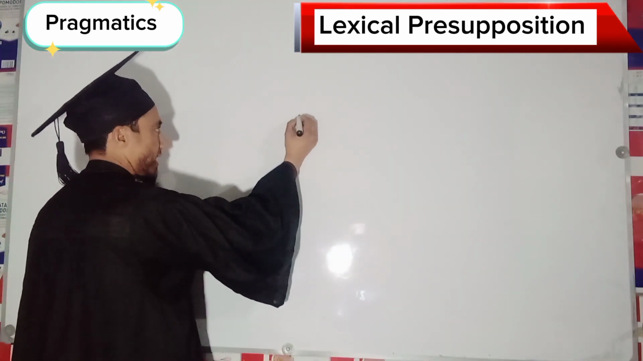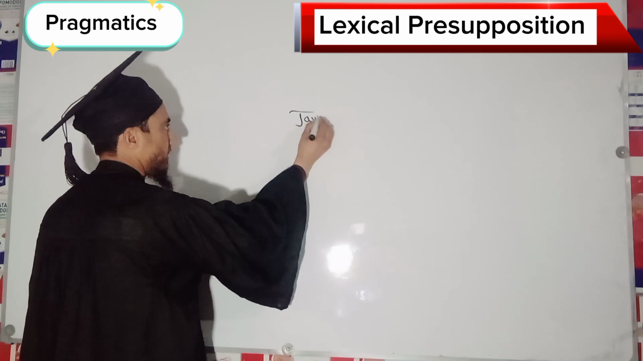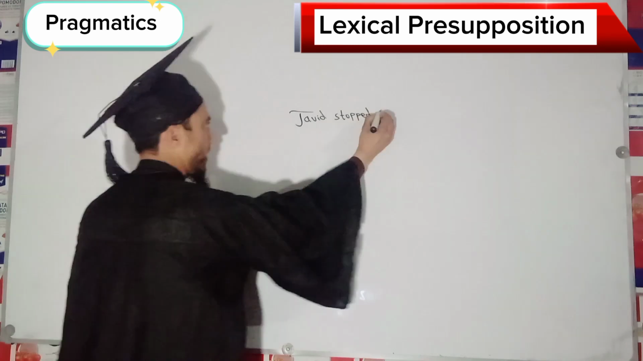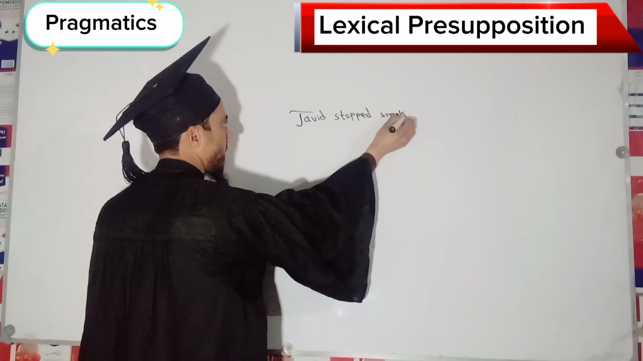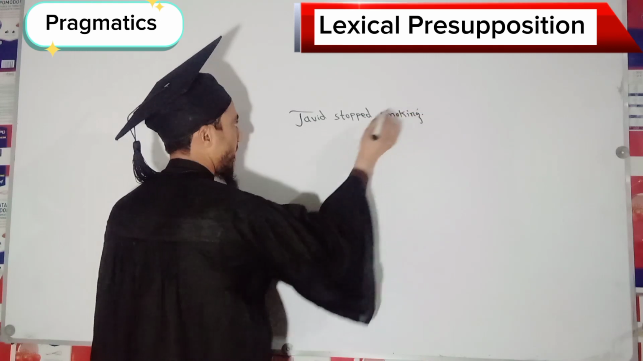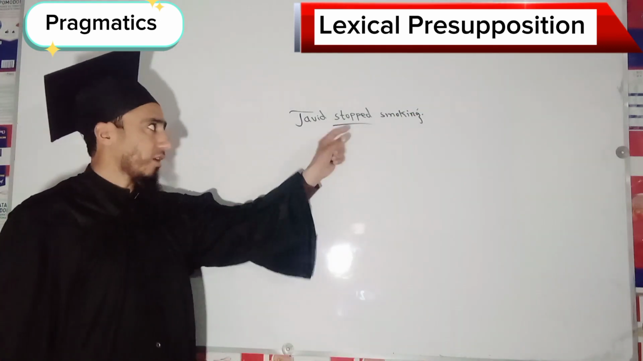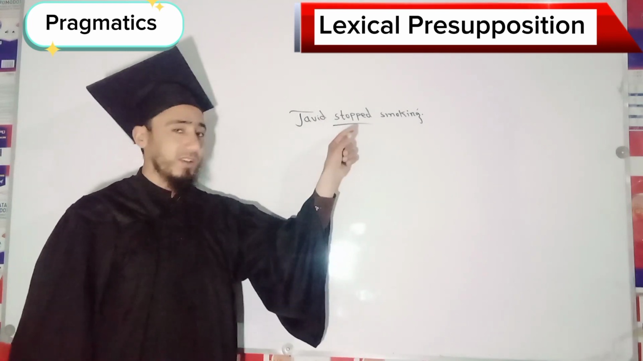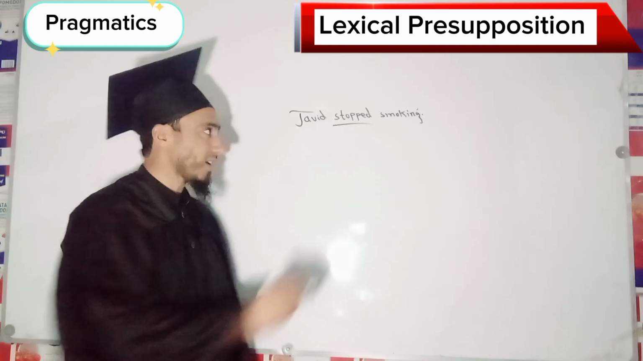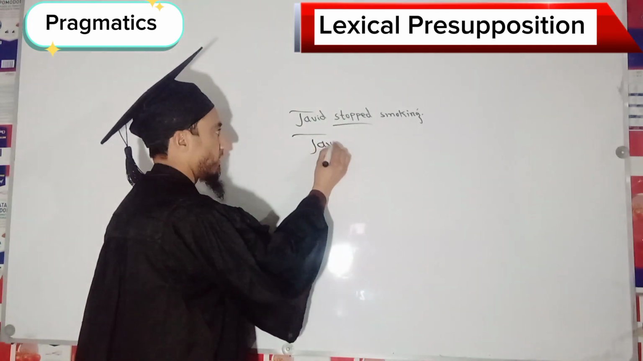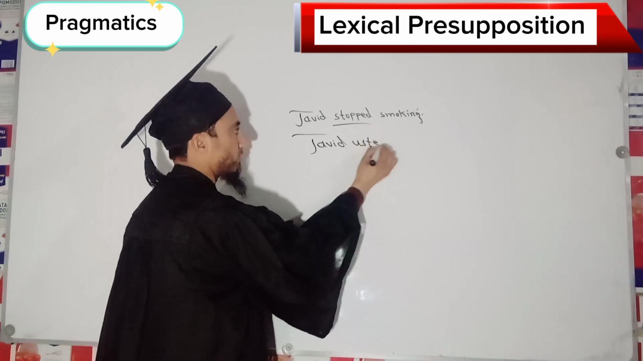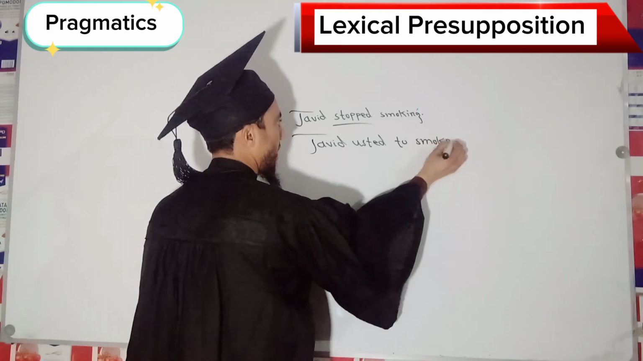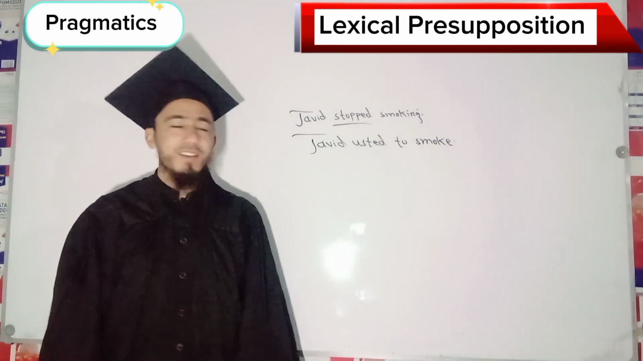For example, if I say, "Javed stopped smoking." So you see the first meaning of this sentence, Javed stopped smoking. However, another meaning is understood from it, and the lexical presupposition of it would be that Javed used to smoke. This is one example.